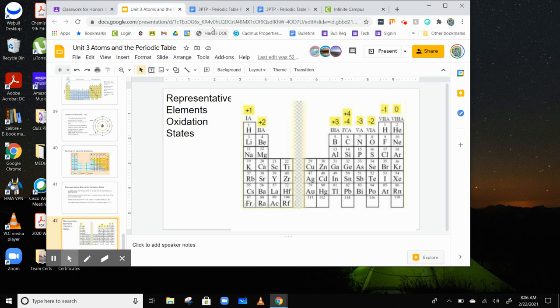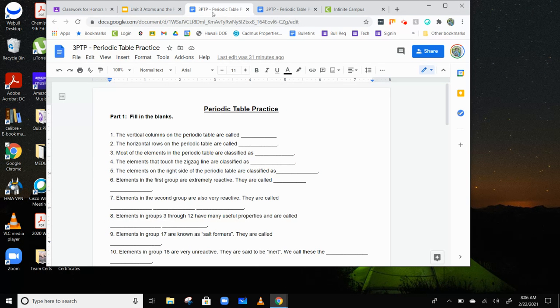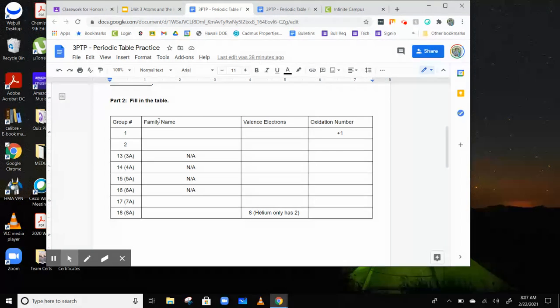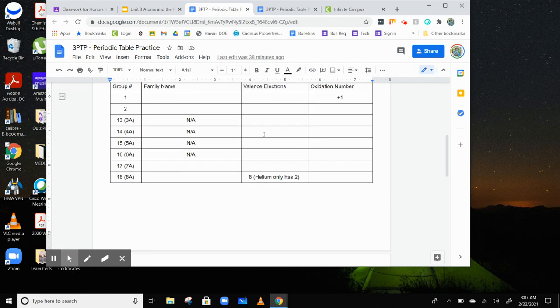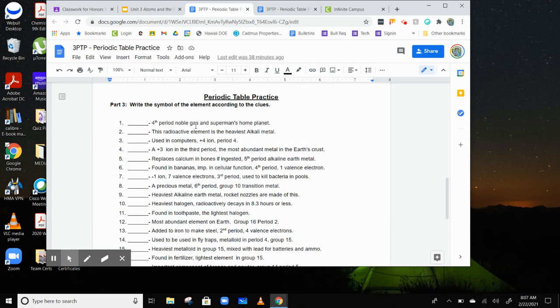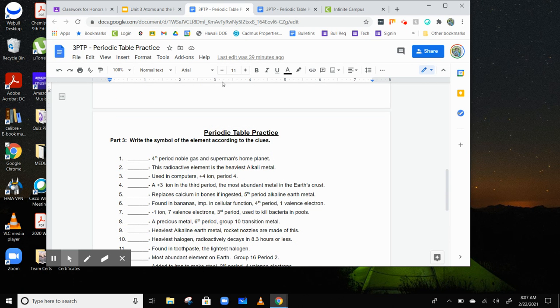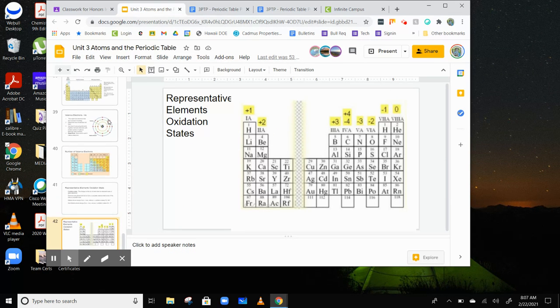And then when we're done, you have this assignment here, this 3 PTP. There's some questions to answer in the beginning here. And then you're going to be filling in this table with the family name, number of valence electrons, oxidation number. And then in this part 3, you're identifying each element that's described here. And I'll go over this again after we're done lecturing today. But that's basically what we're doing today.